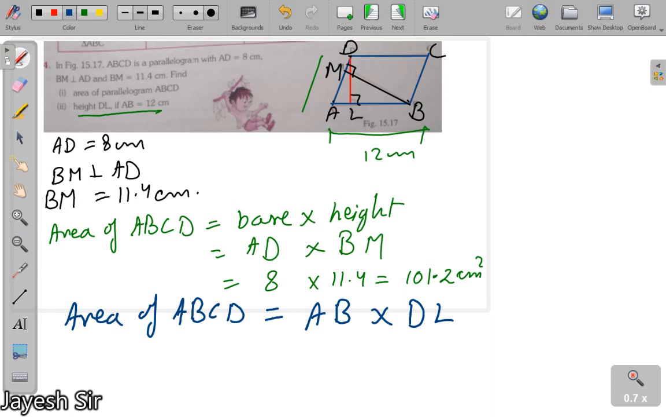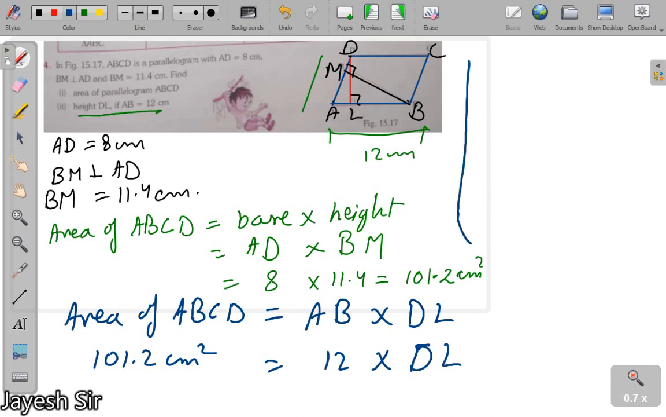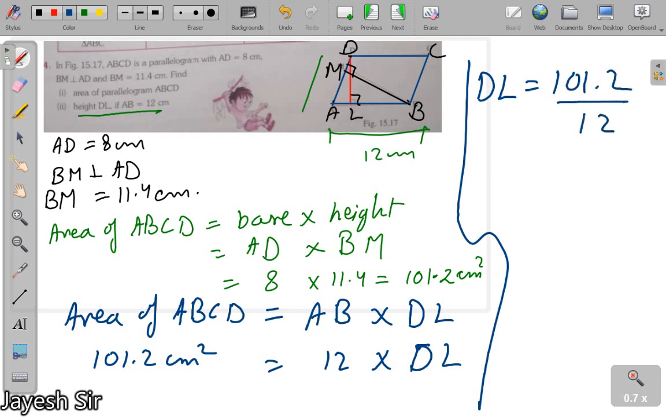Now we already know the value of area is 101.2 centimeter square. Value of AB is given to you as 12. Now we can easily determine the value of DL. So here DL will be equal to 101.2 upon 12.